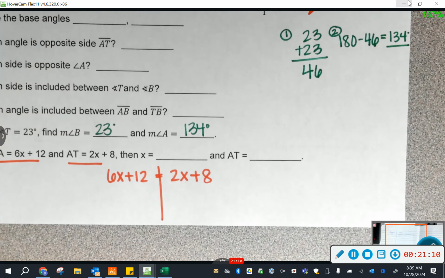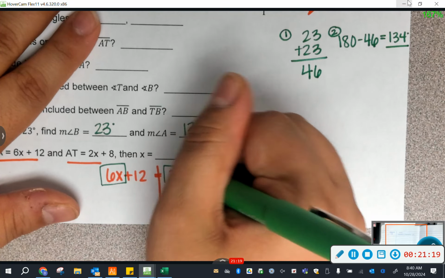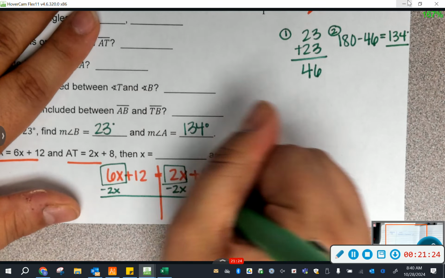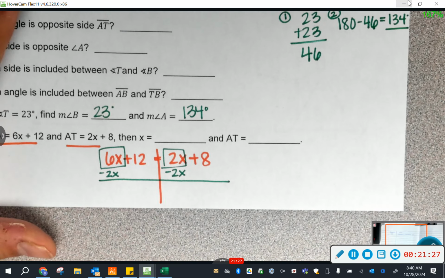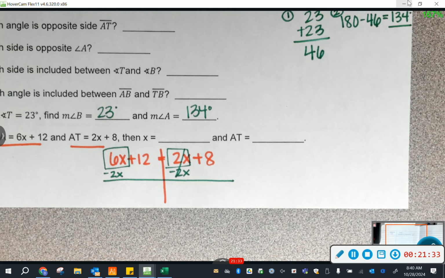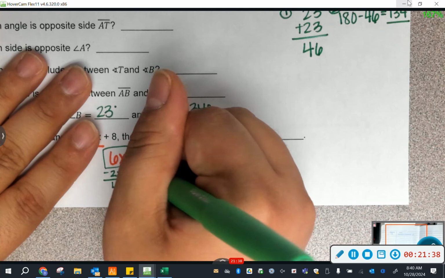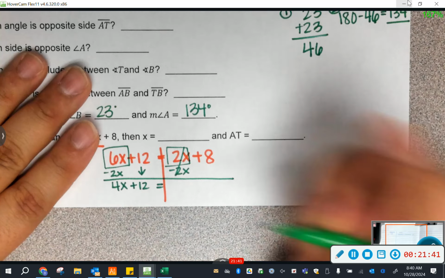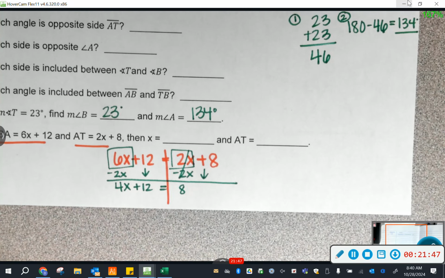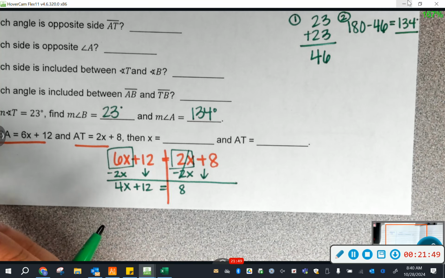How do I solve this? What do you notice? There are two x's. What do we do when my x's are on different sides? Subtract them. Cross that out. You're writing this down with me since I'm giving you answers. What is 6x minus 2x? 4x plus 12 equals 8. And then what? Minus 12. Now this is just my regular old two-step equation. Get rid of your side chick.